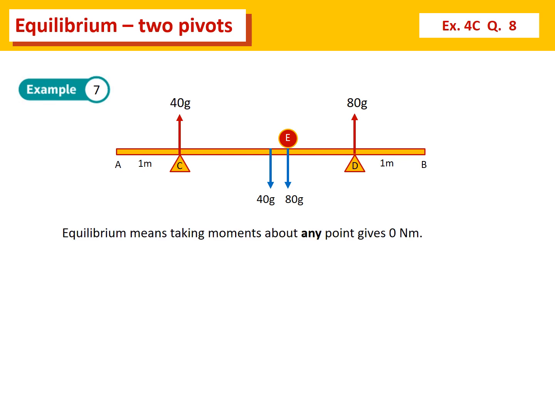And equilibrium means taking moments about any point gives 0 newton meters, because this is going to help me find the distance from A of the person which we've marked on at E. So if we take moments about C, the 40 G resultant reaction force has no moment about C. So the clockwise moments are given by 40 G times 1.5, and then 80 G times that distance D, which we don't know. So I'll just write that as 80 GD.